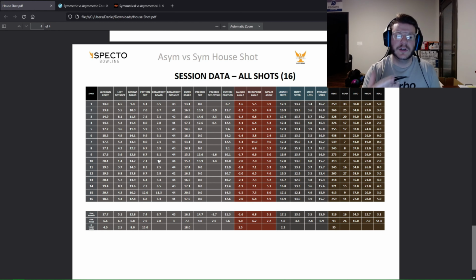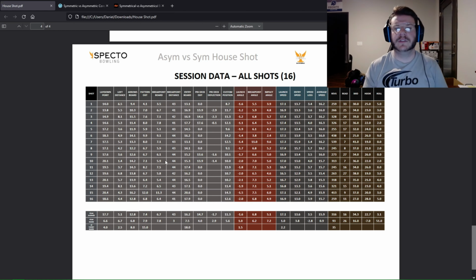And so looking at things like that is extremely important for the sake of this study. And I want to challenge you guys out there, viewers, to think about this and think about what you've seen in your bowling as well. Think about what you've seen with symmetric balls that you've thrown, asymmetric balls that you've thrown, and think about the differences that you've seen as well. There's a lot more data here that I'm not going to break down for sake of time.